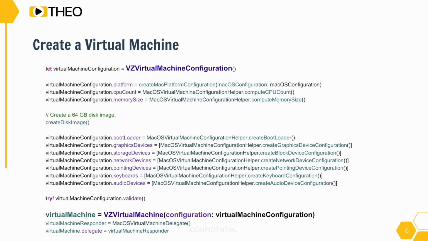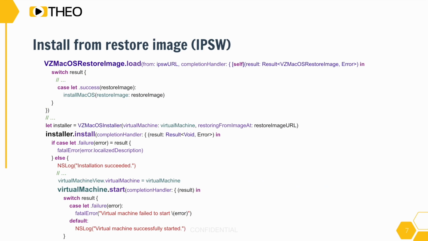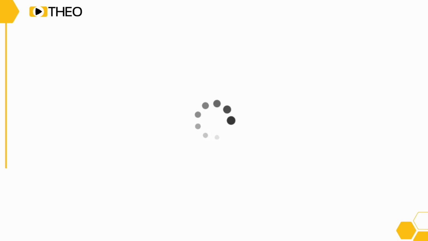Then after you have your machine constructed, you ask the API to validate it, and if everything goes well, you can create a virtual machine with this configuration. Once your virtual machine is there, it has nothing on it, so you have to use the IPSW file to boot up the installation. You just load the IPSW restore file. After that, you create an installer object with that file, and whenever that installation is done, you can call the virtual machine to start.